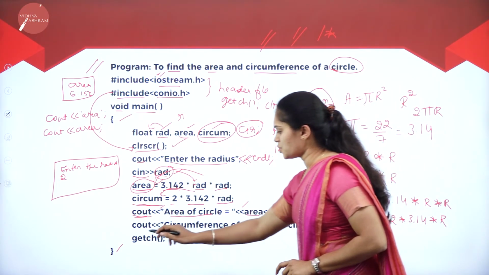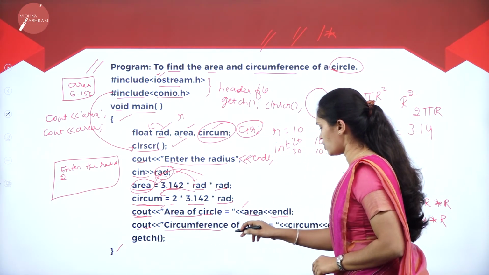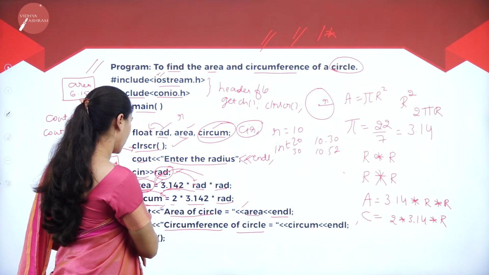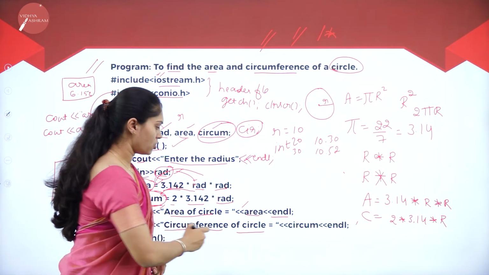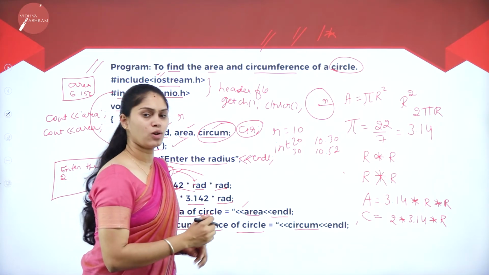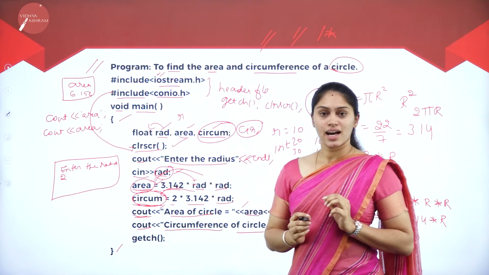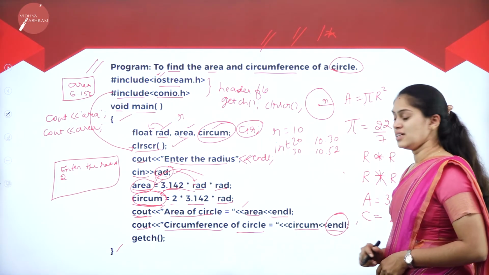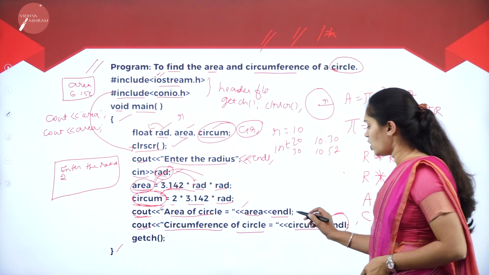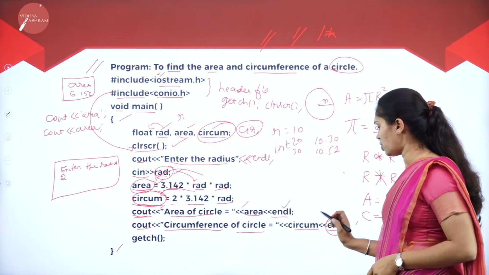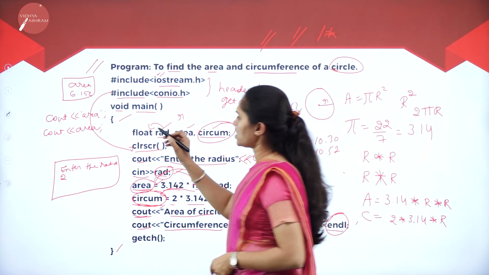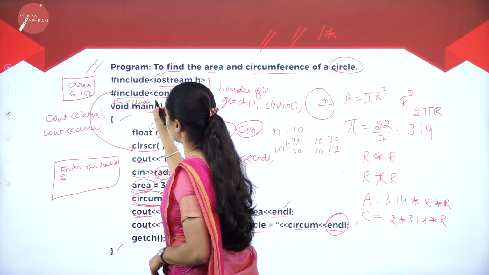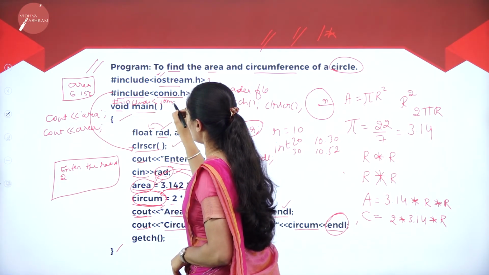Area of a circle, area, and I am taking endl, that is end of a line. In another cout statement, circumference of a circle, where the value of the circumference has been stored in the variable called circum. I am calling that variable name, and whatever value is stored in circum will be displayed, and we use endl and a semicolon. When we use endl in our program, it is mandatory to have #include iomanip.h.